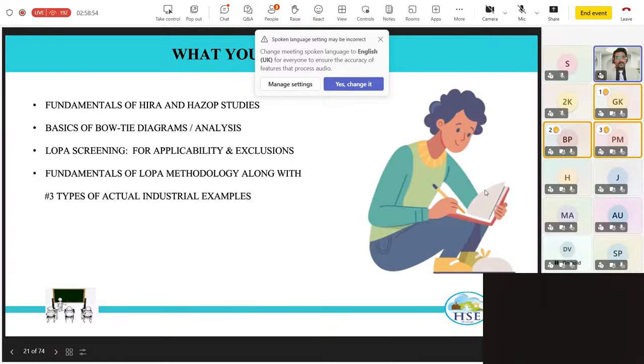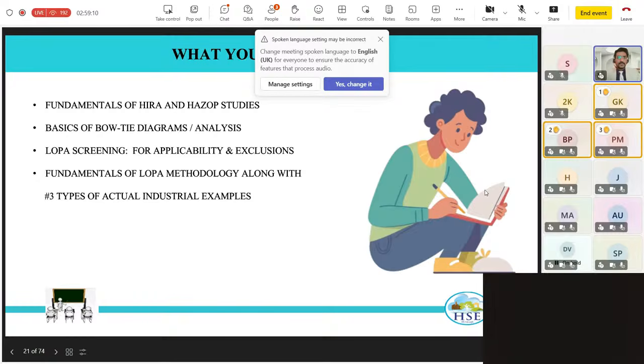Next is LOPA screening. Obviously, not all scenarios are applicable for LOPA, so we will discuss that in the successive slides. For applicability and exclusions, there are several scenarios which are exclusions, like human errors. Those we'll discuss later.